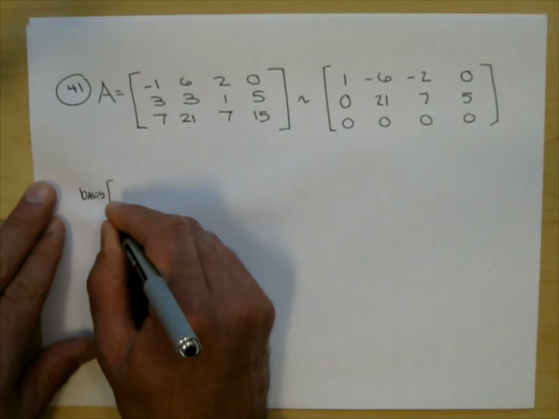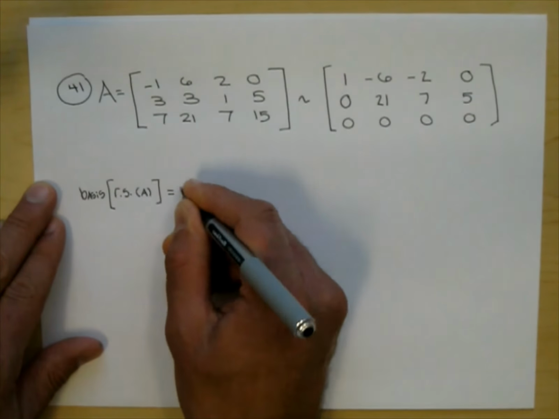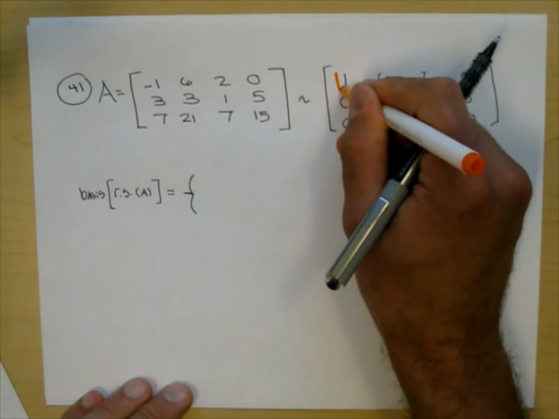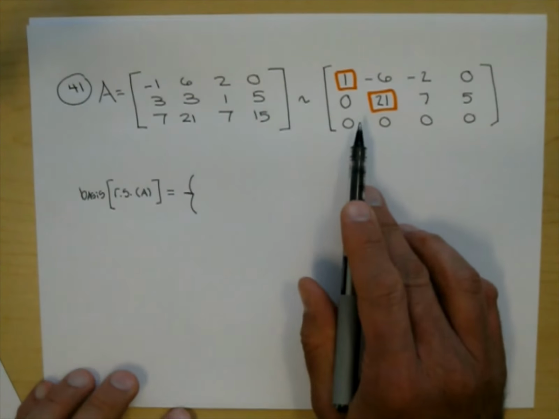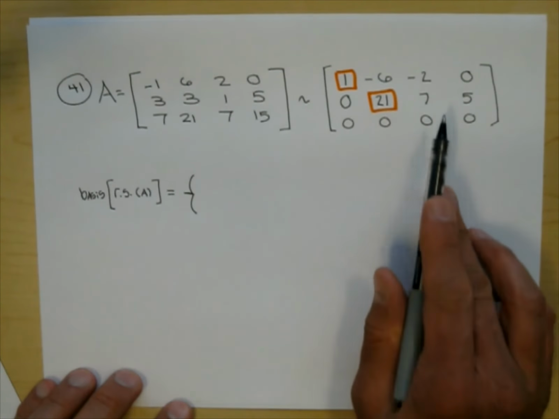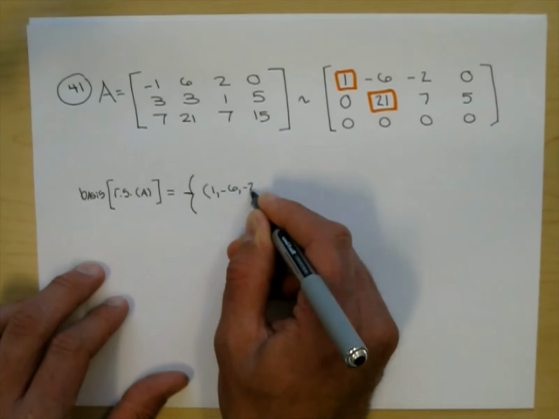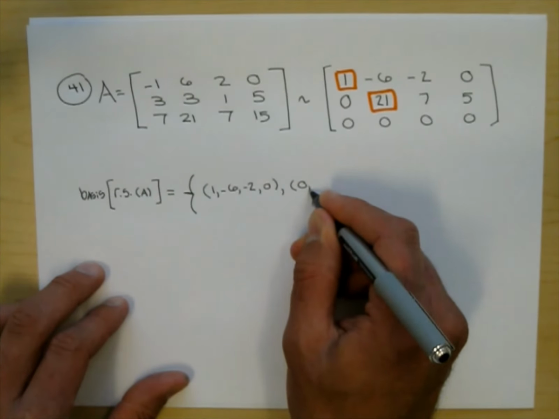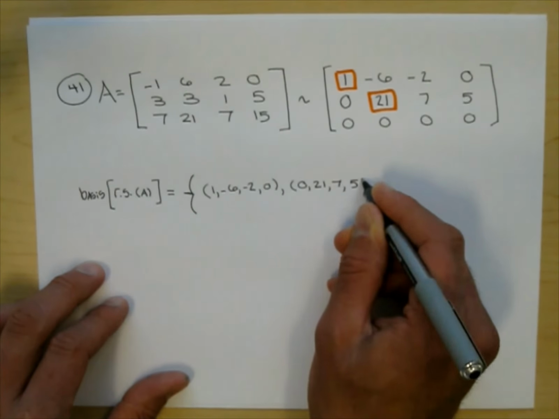Basis for row space of A. I'll identify the pivots. So that's why I always say pivots, because this time the 21 is not a leading 1, it's a leading 21. And the basis for the row space is just going to be 2 elements. It's going to be those 2 rows there. So I'm going to go ahead and write that out here. So we have 1, -6, -2, 0. And this is 0, 21, 7, and 5.